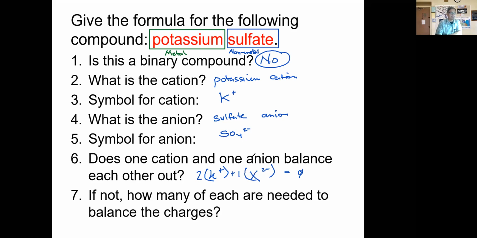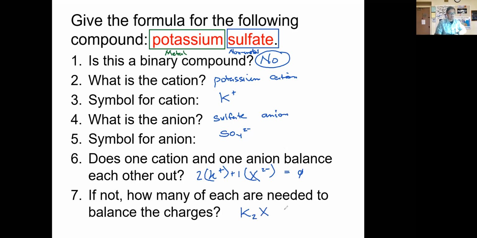But how you want to treat the sulfate unit is as a single unit with that charge. When you go to balance it out, that's what you want to do. So with that said, when we write this out, we're going to see that we need 2 potassiums and only 1 of that X unit.